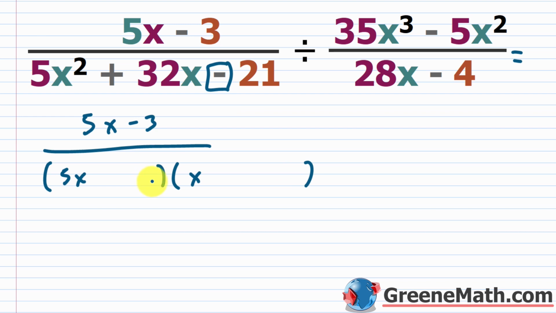So the next thing I think about is 3 and 7. I could put a 7 here and a 3 here. Again, you're subtracting. 5 times 7 is 35. 3 times 1 is 3. 35 minus 3 is 32. Okay, so that's what I want.